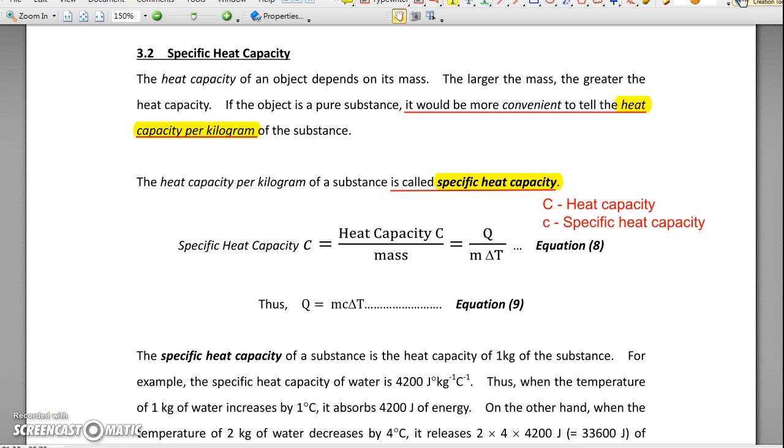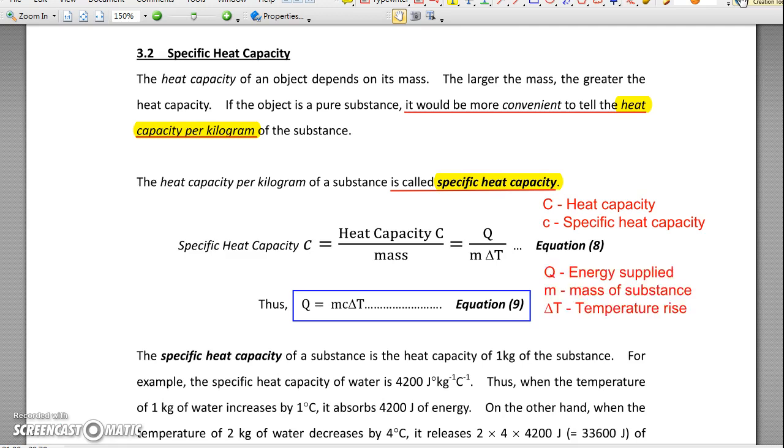Note that the capital letter C stands for heat capacity, while the small letter c stands for specific heat capacity, which is the heat capacity of 1 kilogram of substance. So you may use equation 9 quite often, in which Q is the energy supplied, m is the mass of substance, and delta T the temperature rise. And the small letter c is specific heat capacity.